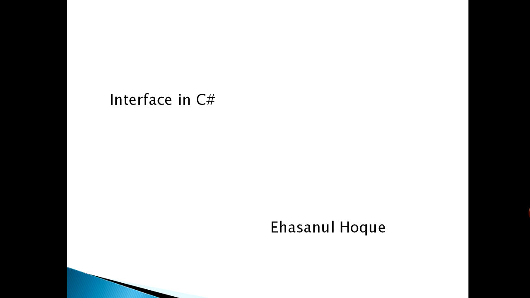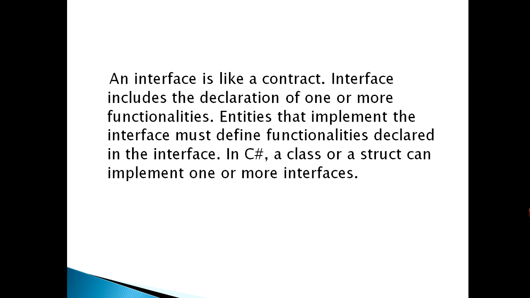In this clip, we'll discuss interface in C#. An interface is like a contract. Interface includes the declaration of one or more functionalities. Entities that implement the interface must define functionalities declared in the interface. In C#, a class or a struct can implement one or more interfaces.